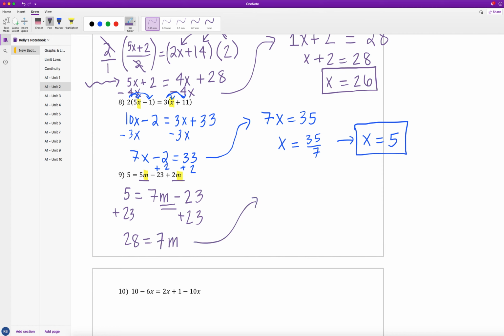The last thing I've got to do to get that m by itself is divide through by 7. So I'll get 28 over 7 equals m, which we know then m is going to be equal to 4, since I can reduce that fraction down. And there is our 9th example.